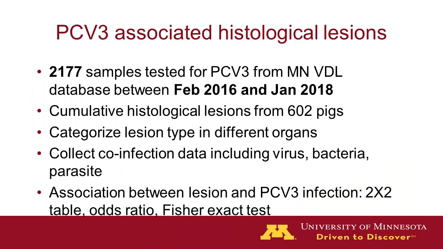So we want to figure out the clinical signs, but also want to understand the lesions associated with PCV3. And then I went back to the same study population and read through those diagnostic reports and tried to categorize those lesion types by different organs, and tried to understand any association with PCV3 infections, and also tried to include virus, bacteria, parasite, and age information for the future to build a more complicated model to figure out the association. But so far, we have a 2x2 table, and we show the chi-square and Fisher exact test.